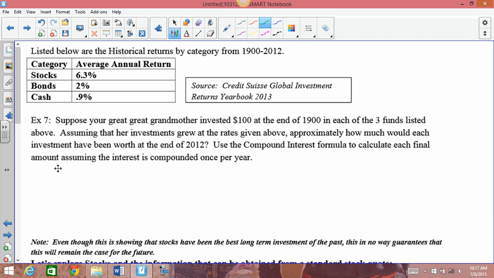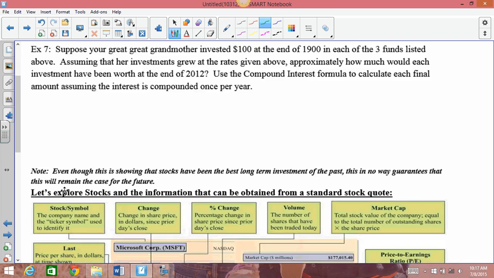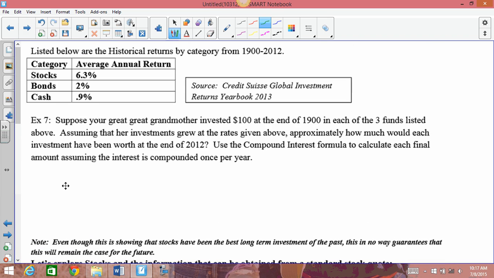I am just going to do one part of example 7 and then mainly focus down here at the bottom. All right, so this is the idea of the historical trends that I was referring to just a minute ago. So these are the average returns for stocks: 6.3%, bonds 2%, cash 0.9%. So as you can see, there's more risk involved with stocks, and so obviously you're going to get a higher return versus cash in this particular case.